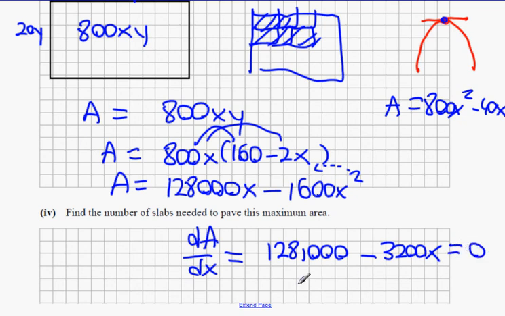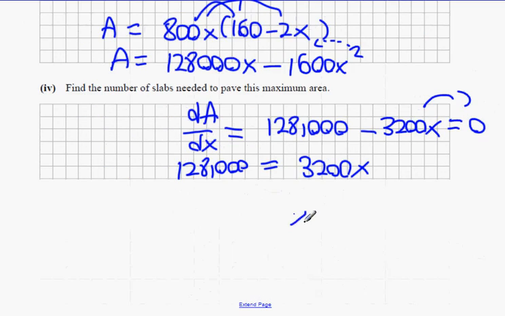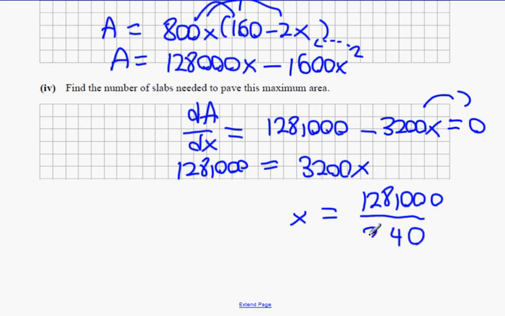0. Now, this means that 3,200x, when we move it over to the left, equals 128,000. How do we find out what x is? Divide it. Divided by the 3,200, and what do we get? 40. Oh, sorry, it is 40. 3,200, and x is 40. That means we're using 40 slabs.